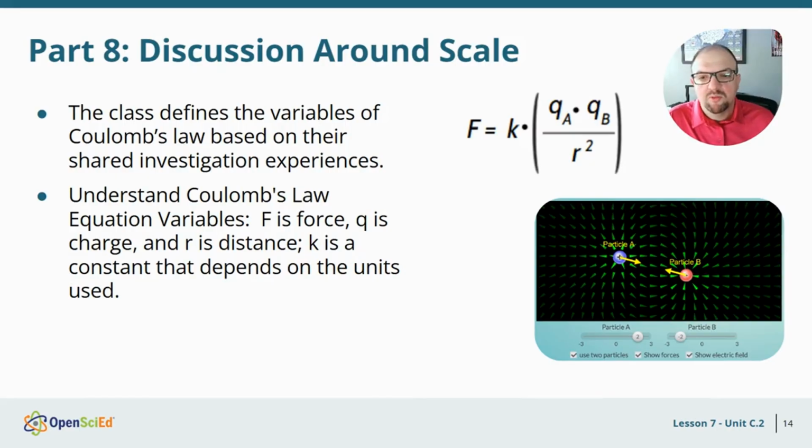In part 8, we gather for a scientist circle to define Coulomb's law. I don't just put the formula on the board. I have them map their lab experience to the variables. I ask them what each of those variables represents, such as Q standing for charge of an object. I also tend to have them record these meanings in their personal glossaries.